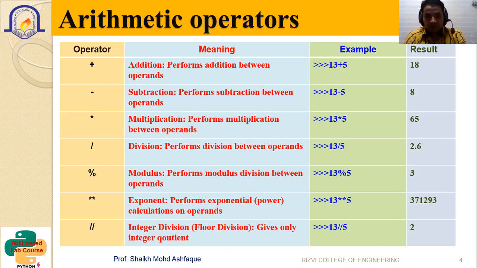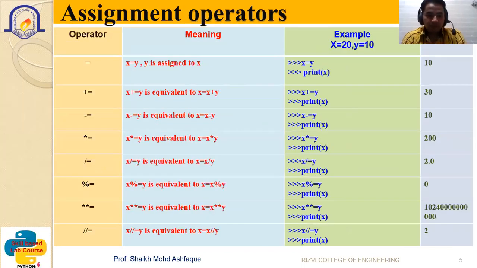Next is your assignment operator. Whatever operators we have discussed in the case of arithmetic operators, the same operators can be utilized here with the assignment symbol equal to, and all other operations and meanings will remain the same. Assignment is basically the equal operator, used to assign a value. So equal, plus equal, minus equal, multiply equal, divide equal, mod equal, double star equal, and double divide equal. This is used just for simplification of writing the statement.